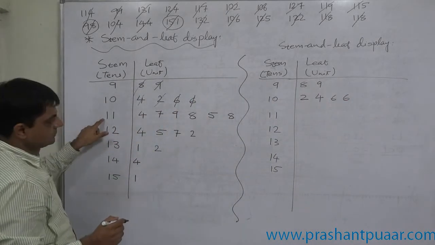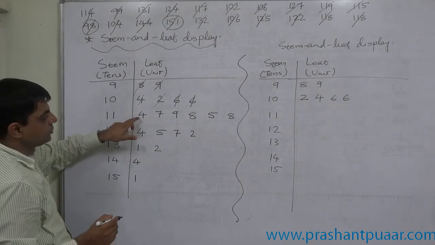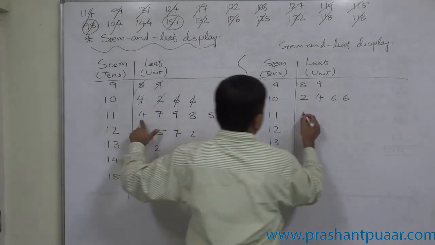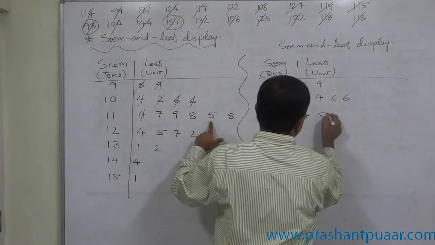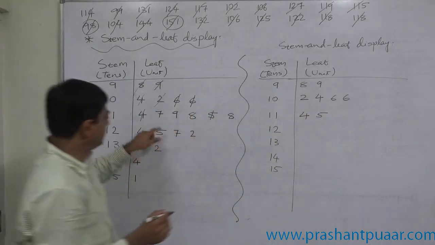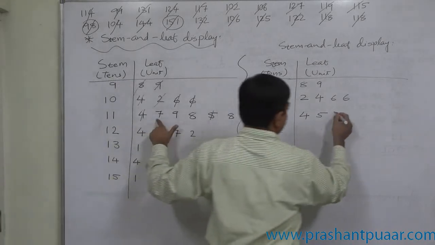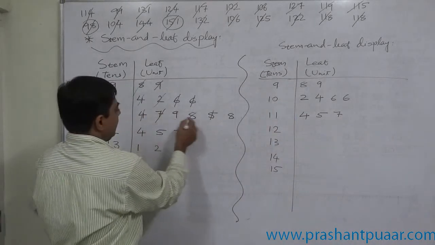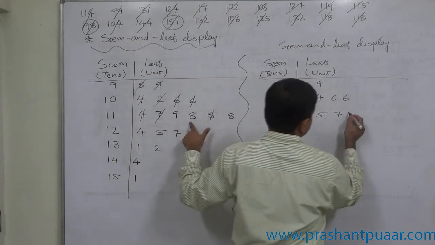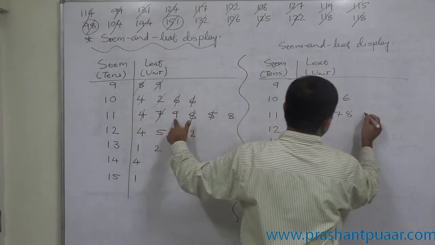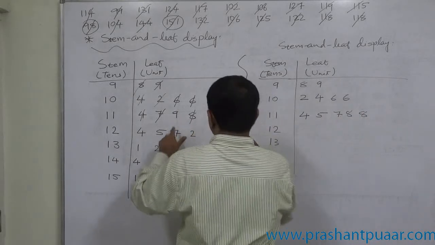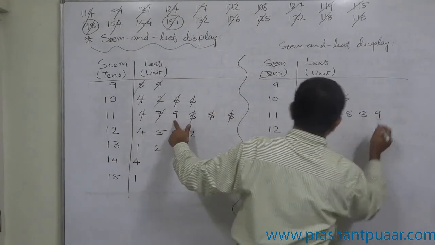Against 11, no 0, 1, 2 or 3 directly. 4. 5. No 6. 7. 8. And second time 8. Last is 9.